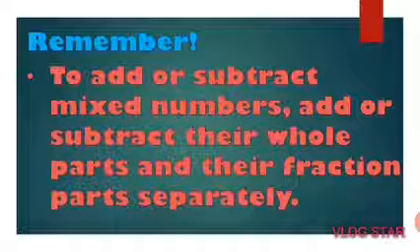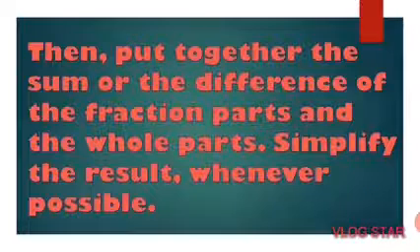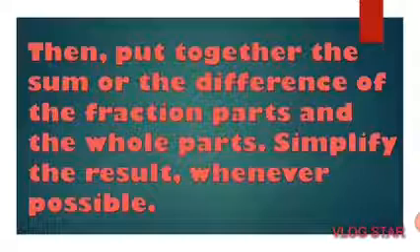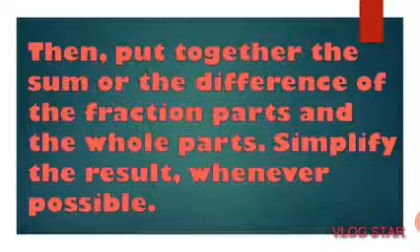To add or subtract mixed numbers, add or subtract their whole parts and their fraction parts separately. Then put together the sum or the difference of the fraction parts and the whole parts. Simplify the result whenever possible.